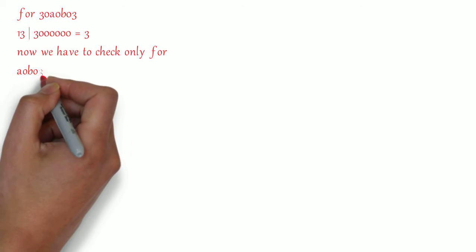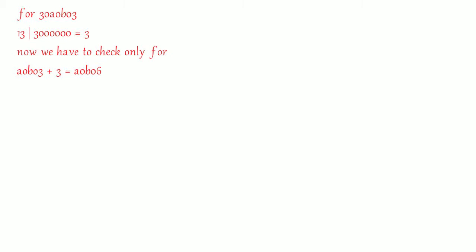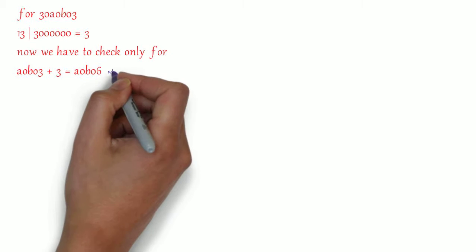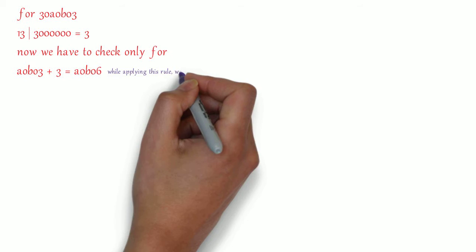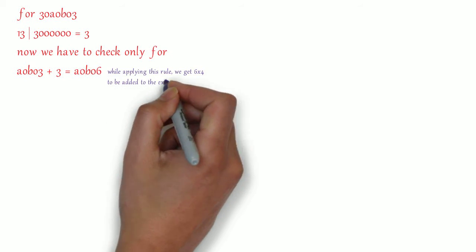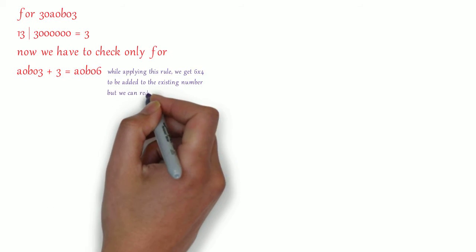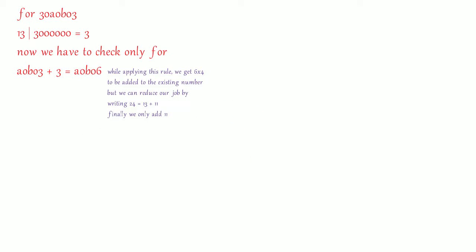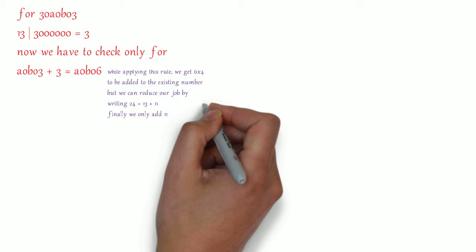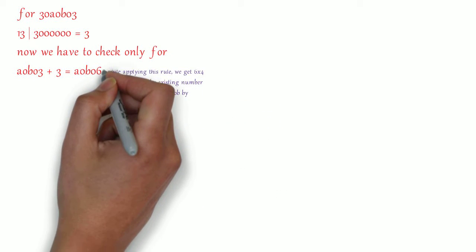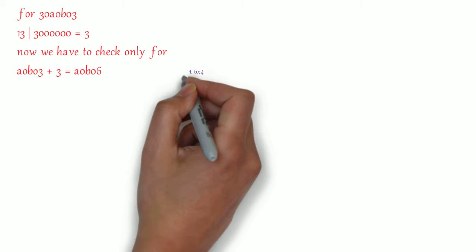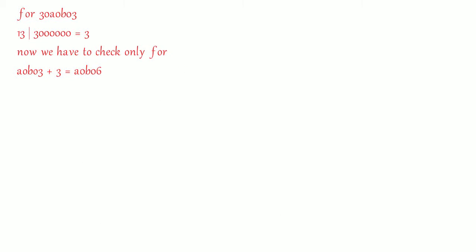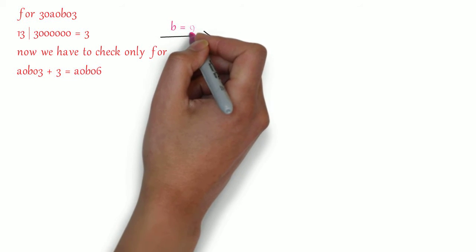Now, before applying this rule, we should note one more thing. 30 lakhs leaves a remainder of 3 upon division by 13. So, our number being divisible by 13 is equivalent to A0B06 being divisible by 13. Now, applying our rule for the first time, we get A0B0 plus 24 must be a multiple of 13. But we can reduce our job by subtracting 13 from 24 and adding just 11 to A0B0. Now, while adding 11, there are two possibilities. We might get a carryover or we might not. So, when B equals 9, we get a carryover, and when B is less than 9, we don't get a carryover.